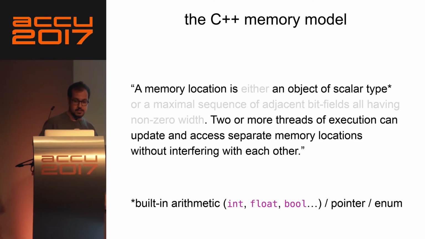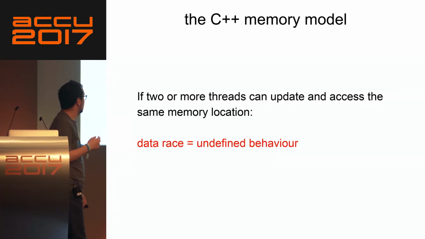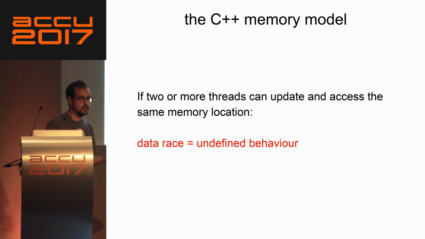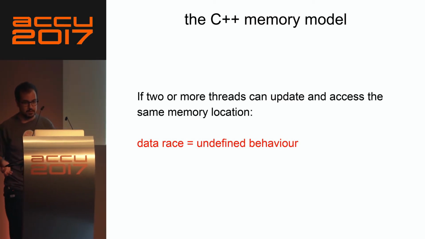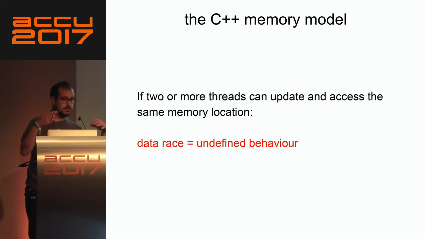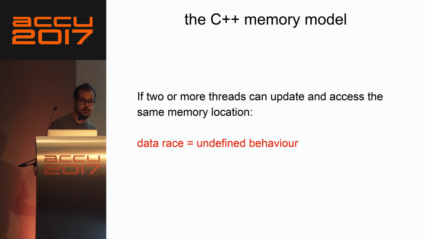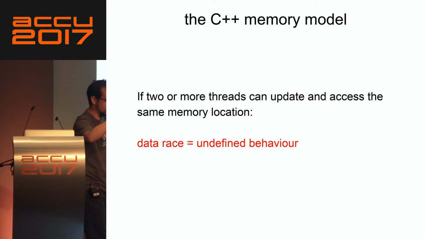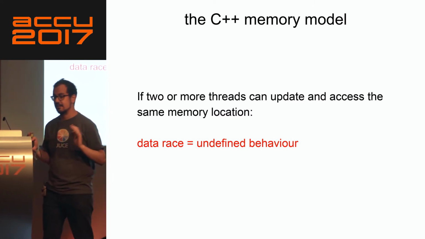And what's important about this is what happens if you invert the statement. If 2 or more threads can update and access the same memory location, that's called a data race, and then you get undefined behavior. And that means if you're modifying a value from one thread, then the other thread can see a value before the write, after the write, some garbage value which represents something in between, or actually your code can do something completely different, and your computer can blow up and catch fire, and that's going to be consistent with the standard.